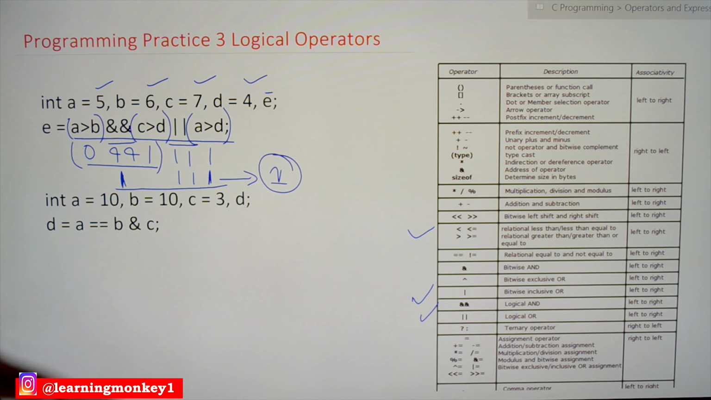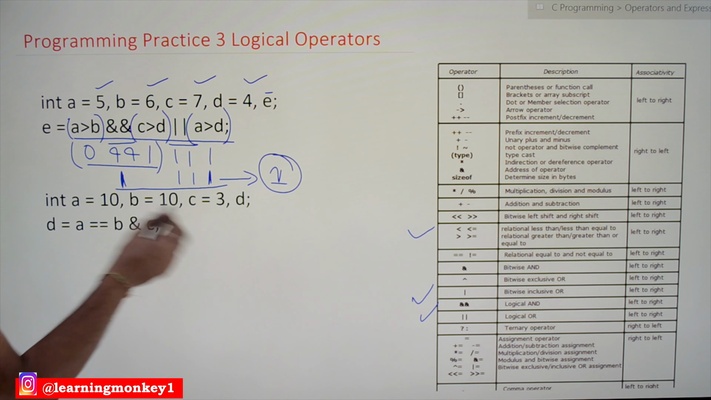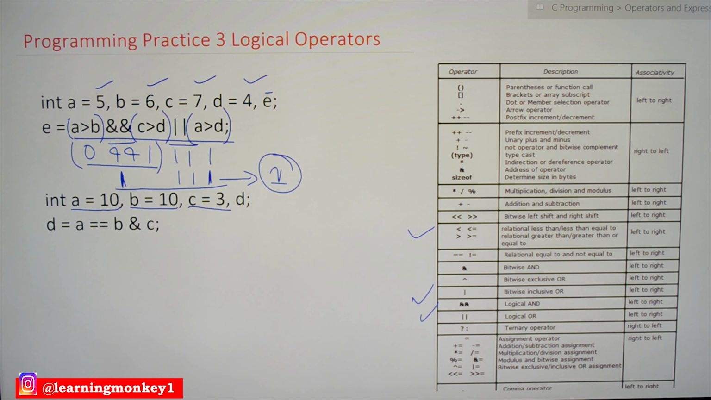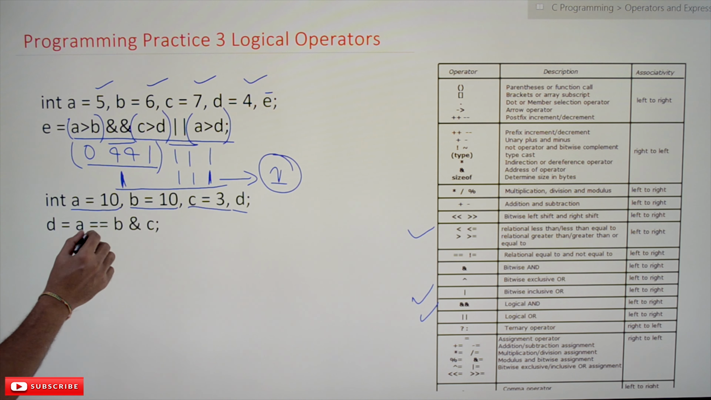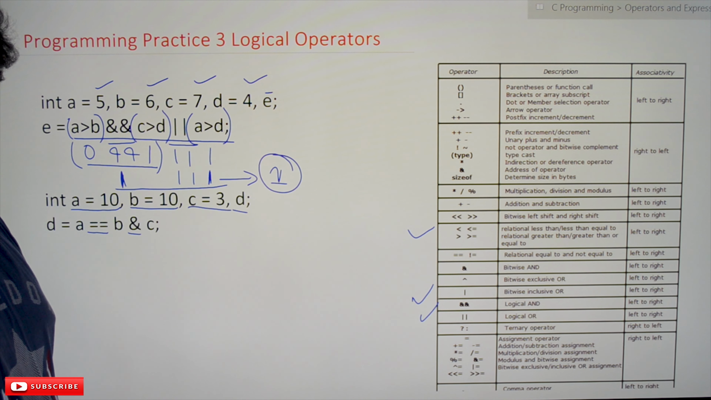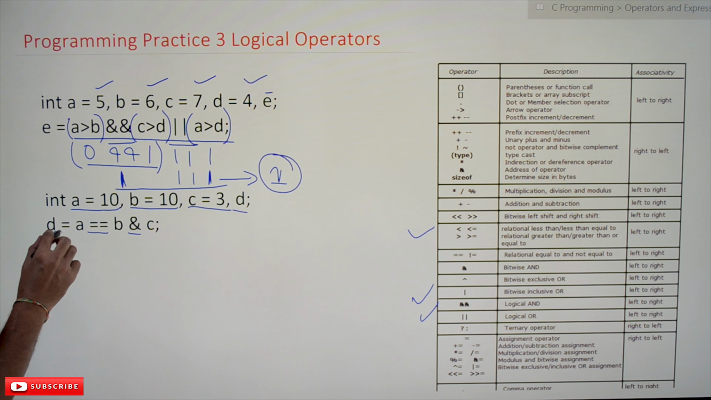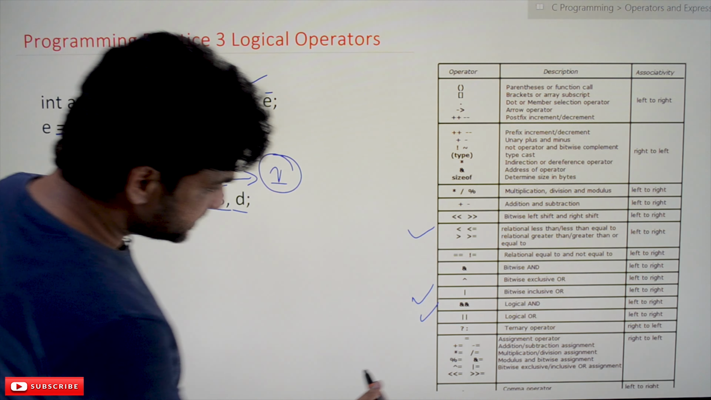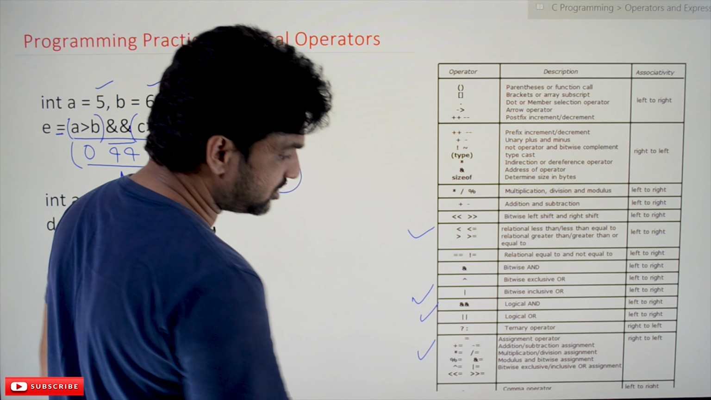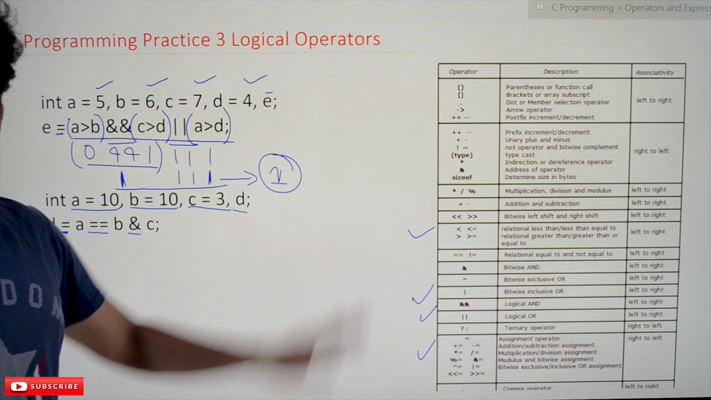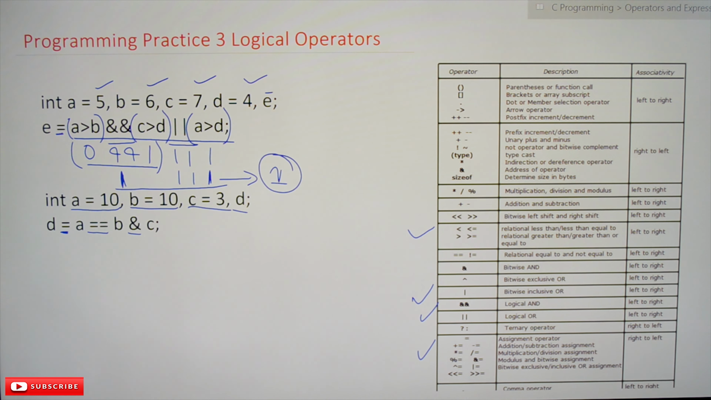Next, coming to this, here we have three variables. Variable A is equal to 10, B is equal to 10, C is equal to 3, and a fourth variable is D. And here the operators are the equality operator and the bitwise AND operator. And the next one is the assignment operator. The assignment operator has the least precedence among these.